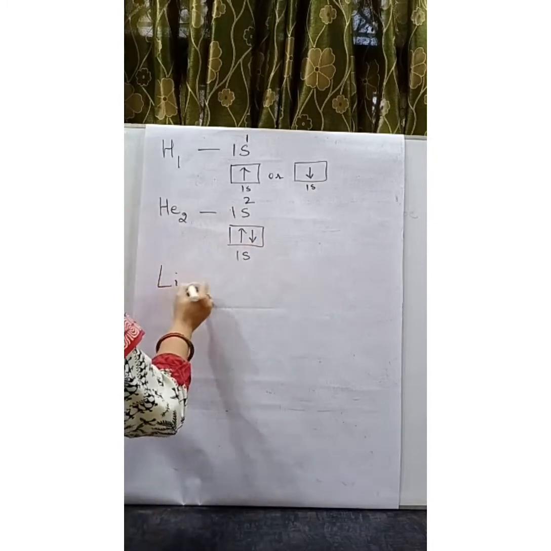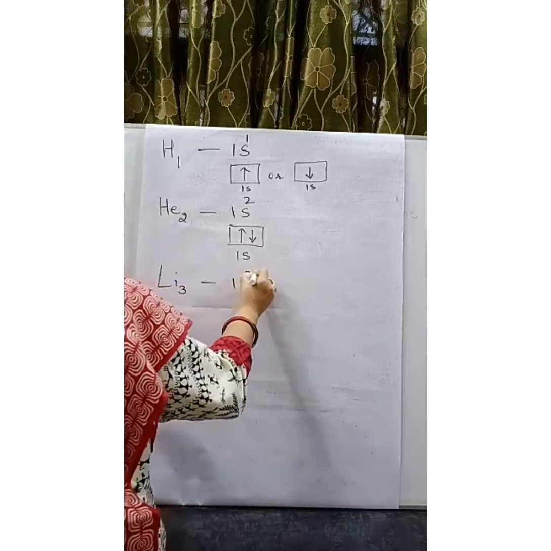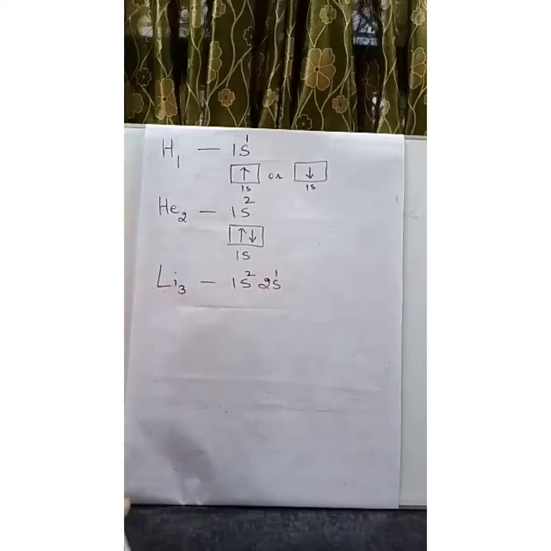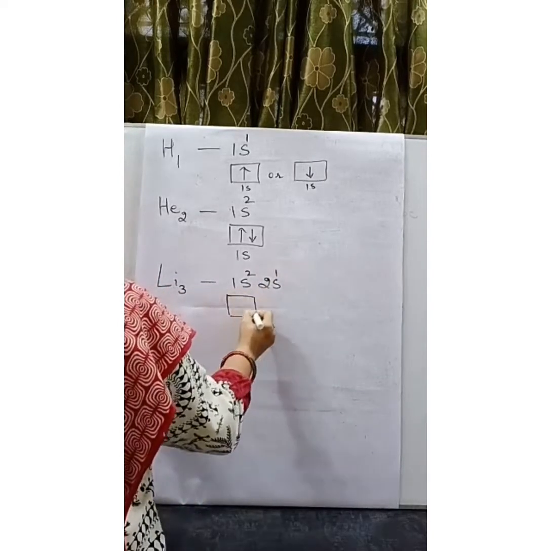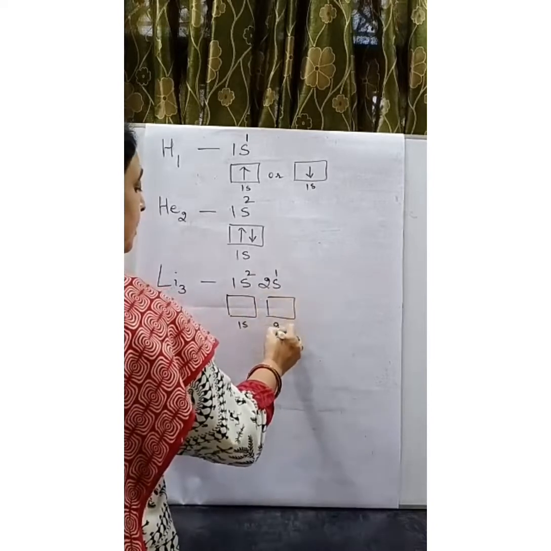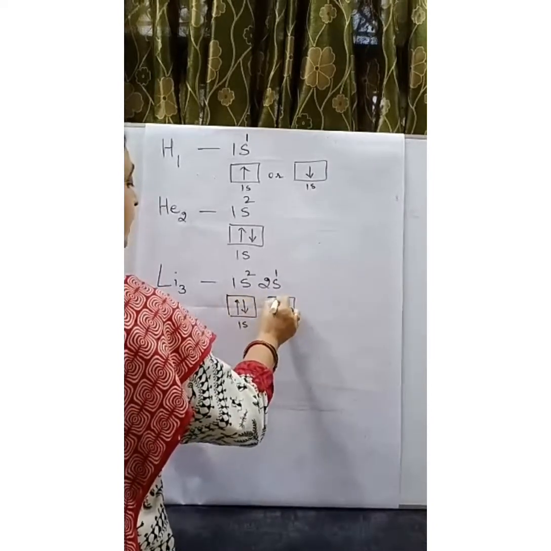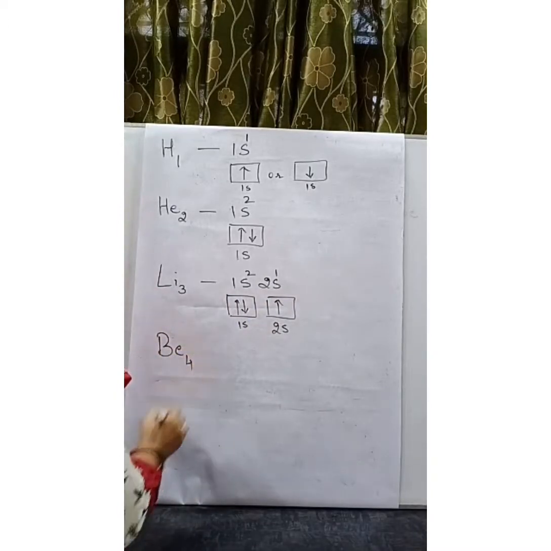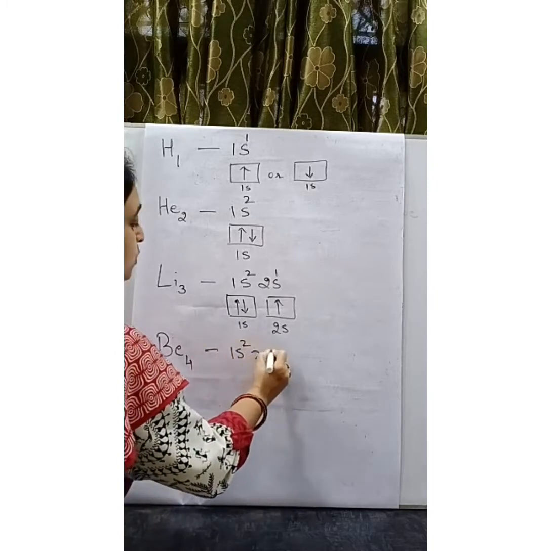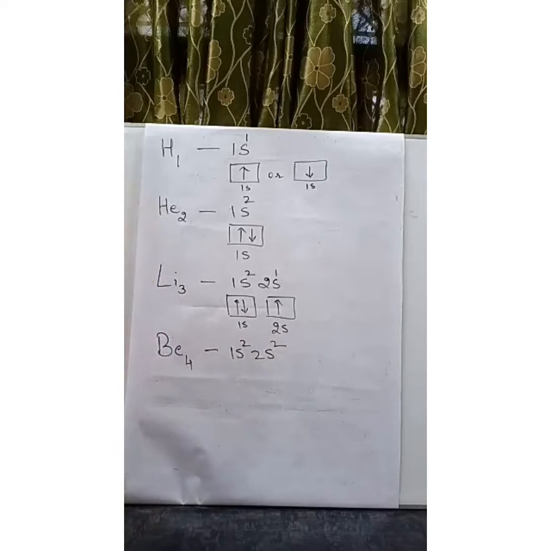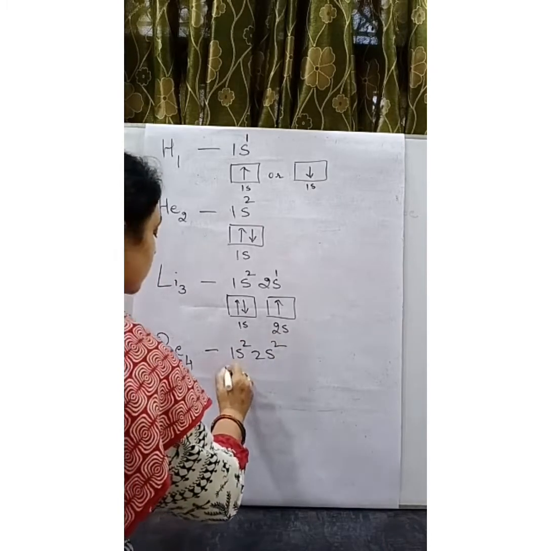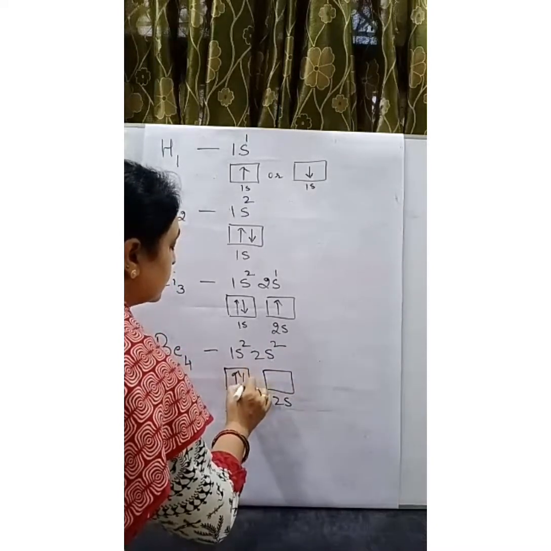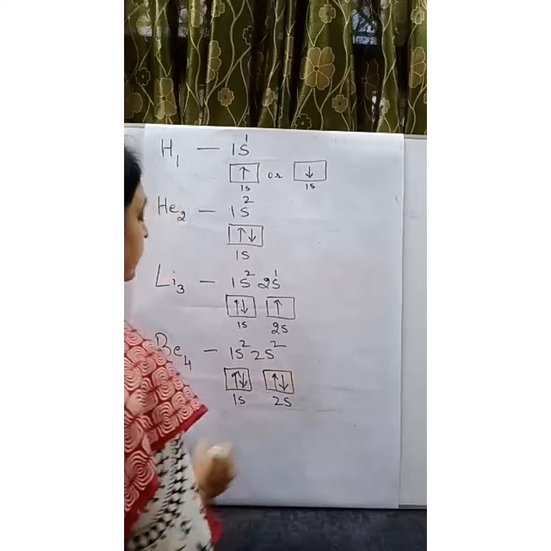Then comes lithium. 1s can occupy a maximum of 2 electrons. After 1s, the 2s orbital comes, and one more electron is occupied here. So in the orbital diagram, 1s has 2 electrons and 2s has 1 electron. After lithium, beryllium, atomic number 4: 1s2, 2s2. 2 and 2, 4. So in the orbital diagram, 2 electrons are present in 1s and 2 in 2s.